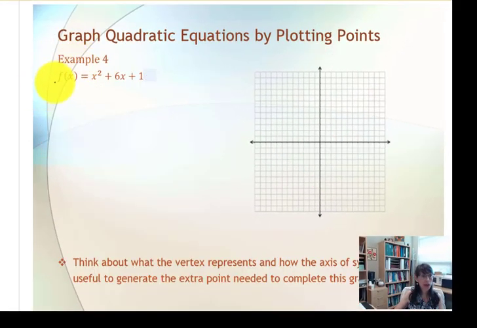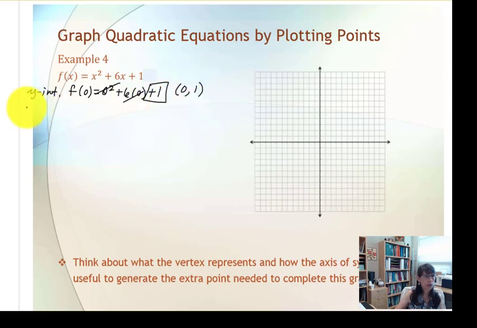With example 4, we have f of x equals x squared plus 6x plus 1. We have the proper order. The first thing we're going to look for is the y-intercept, and we find that by letting the x value equal 0. That means 0 squared plus 6 times 0 plus 1. So the first two terms eliminate, leaving us positive 1. So the ordered pair is 0, 1.